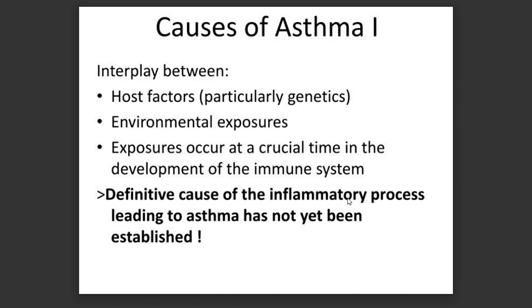Causes of asthma 1. There is an interplay between the host factors, which is particularly genetics, and environmental exposures. Exposures occur at a crucial time in the development of the immune system. The definitive cause of the inflammatory process leading to asthma hasn't yet been established.